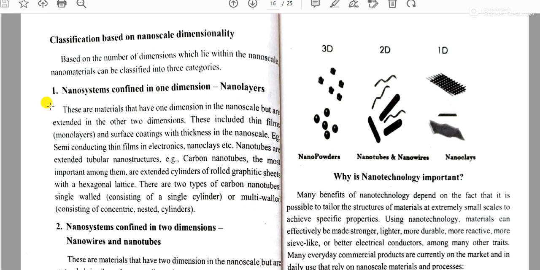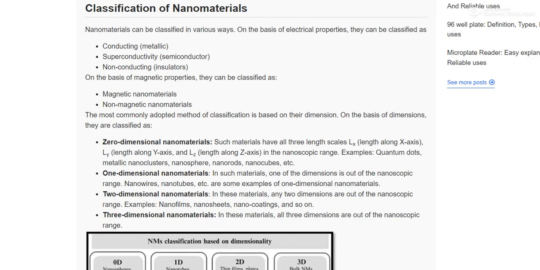In the next page we are talking about the classification of nanomaterials based on its dimensionality. Nanomaterials can be classified based on different criteria. If it is based on the electrical properties, they can be classified as conducting, superconducting, or non-conducting nanomaterials.